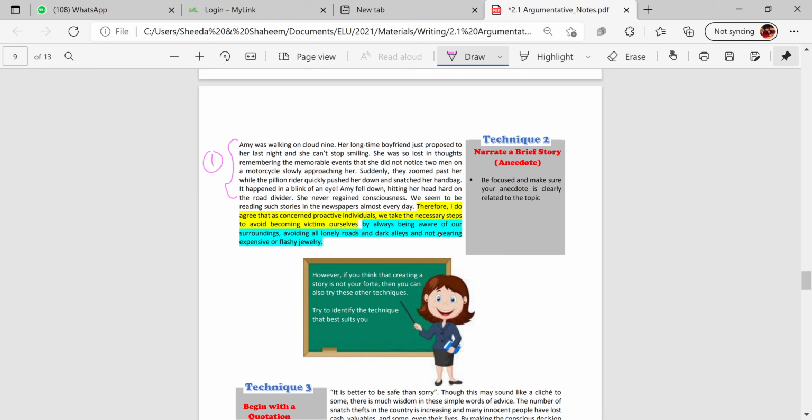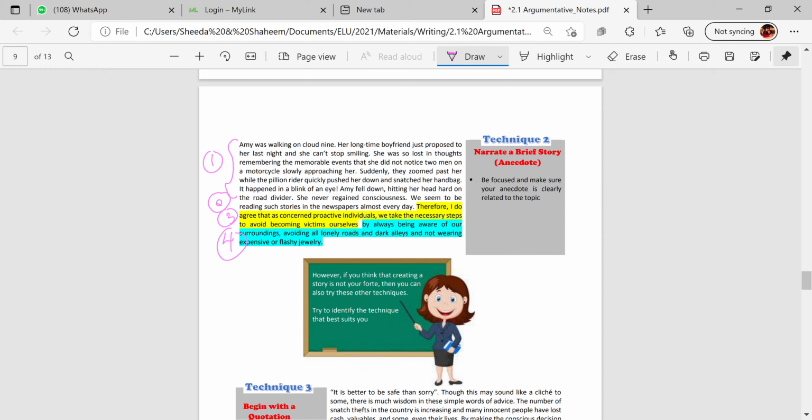And then, "We seem to be reading such stories in the newspapers almost every day." Then you are entering the topic, and then you continue with your stand, whether you agree or disagree, and then ta-da, thesis statement, and you're good. So basically, an introductory paragraph consists of a clear, relevant general introduction, entering the topic, a stand, and then your thesis statement.